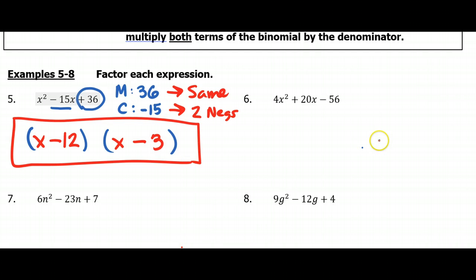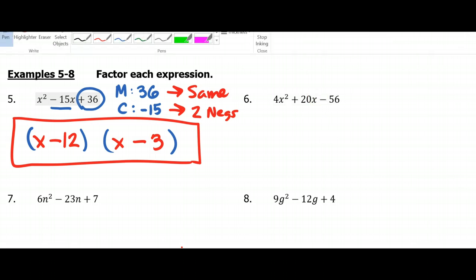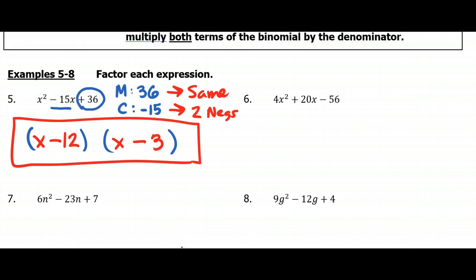Okay, for number 6, the first thing you might notice is that there's a GCF. You have 4x squared plus 20x minus 56. And the GCF of 4, 20, and 56 is a 4, so I can factor a 4 out of everything. And that's going to leave me with x squared plus 5x minus 14 when you factor a 4 out of everything. The next thing you need to do is check to see if this trinomial here can be factored further.